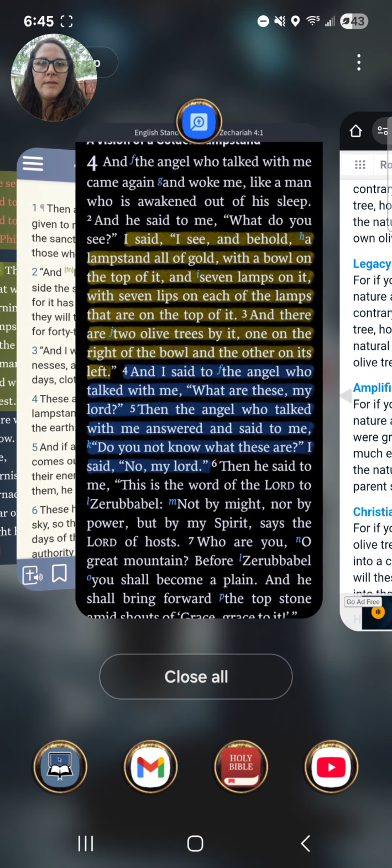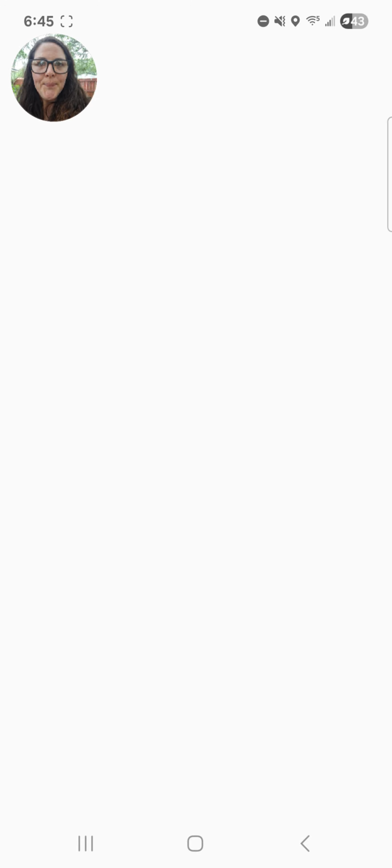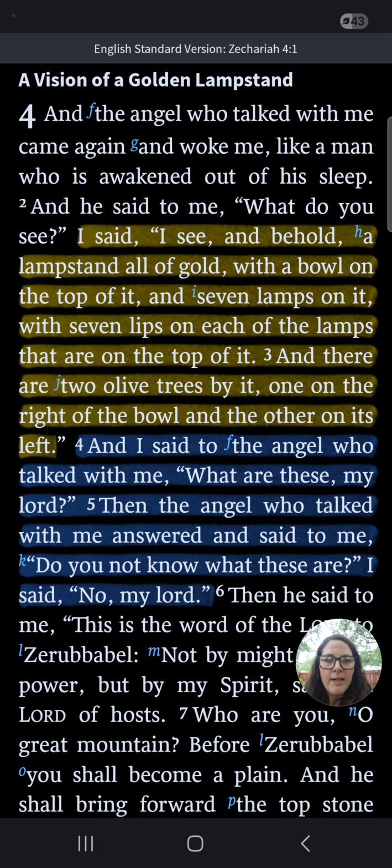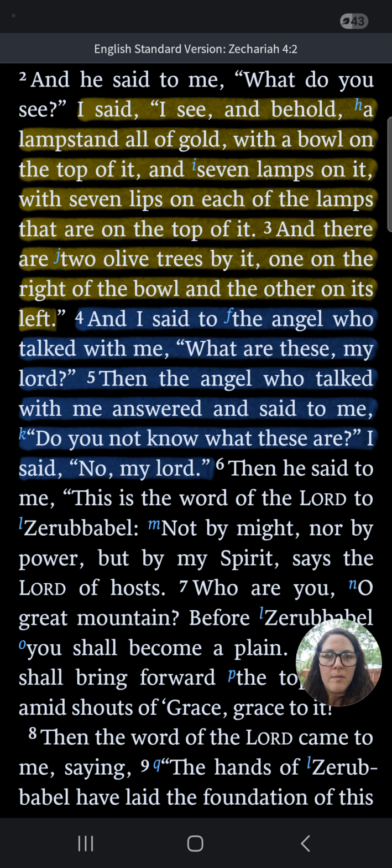When we go to Zechariah 4, let's get this pulled up here. Zechariah 4 in the scripture, right down here, it says, it's Zechariah talking, I said, I see, and behold, a lampstand all of gold, with a bowl on the top of it, and 7 lamps on it, with 7 lips on each of the lamps that are on the top of it. And there are 2 olive trees by it, one on the right of the bowl, and the other on its left. And I said to the angel who talked with me, what are these, my Lord? Then the angel who talked with me answered and said to me, do you not know what these are? And I said, no, my Lord.